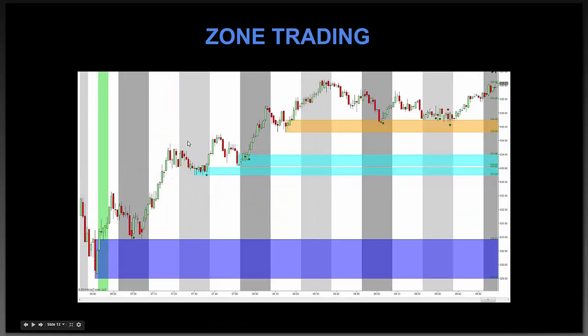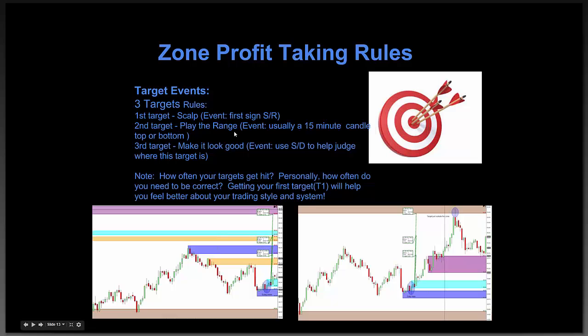So as a trend develops, you'll see the time zones and the price zones all happen at one time, and it's absolutely uncanny. Okay, so we've talked a lot about using the zones for entries and for getting onto the trend move, but we can also use the zones for targets.